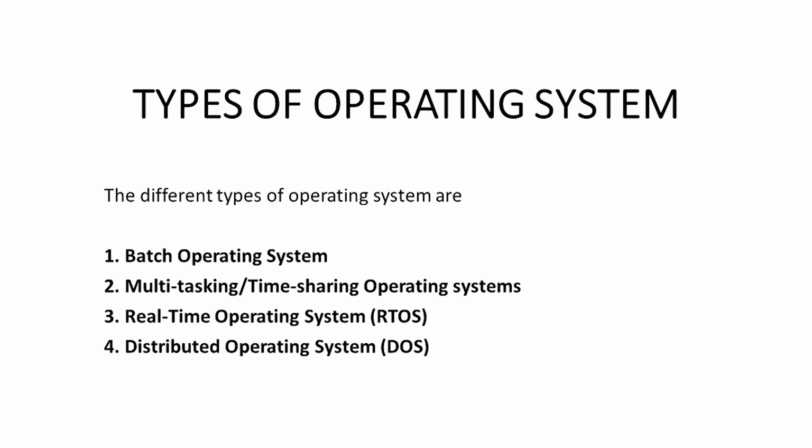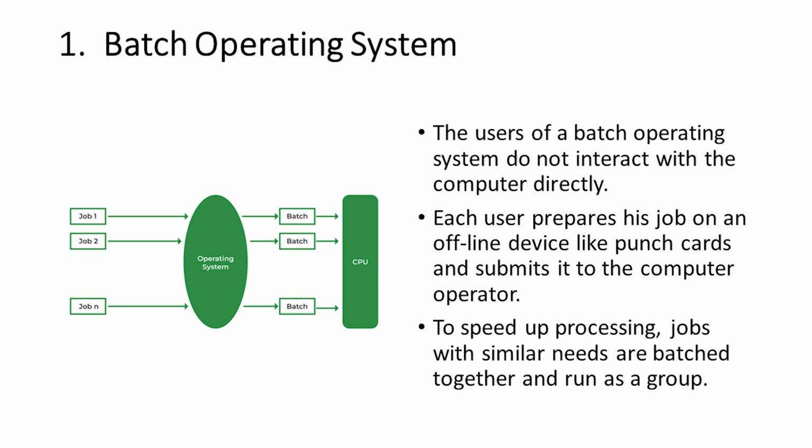We will see the types of operating system. There are various types of operating system. The first one is batch operating system. The second one is multitasking. The third one is real-time operating system. And the fourth one is distributed operating system. The first one is batch operating system.